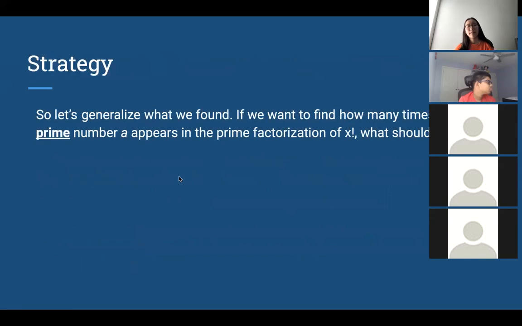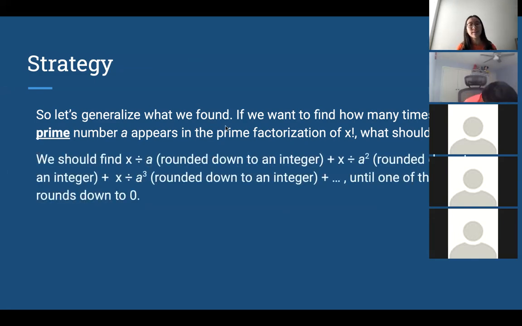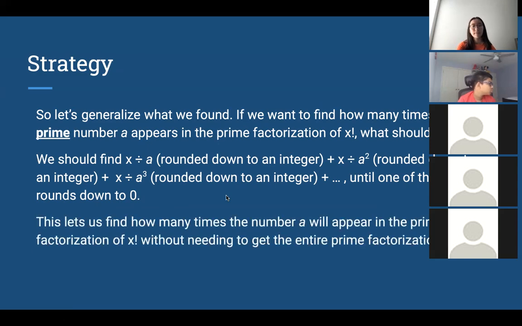And actually, this works for all prime numbers, not just 5. So if we're trying to find how many times a prime number a appears in the prime factorization of x factorial, then our strategy is to find x divided by a, rounded down to an integer, plus x divided by a squared, and so on, always rounding down to an integer and adding it until it rounds down to 0. So now we don't even need to find the entire prime factorization to know how many times a number a goes into that number.